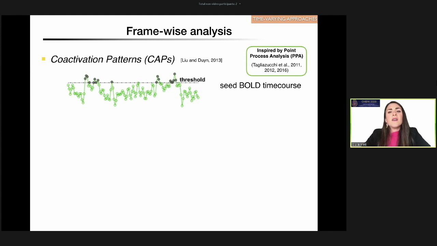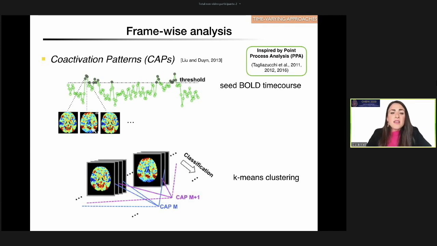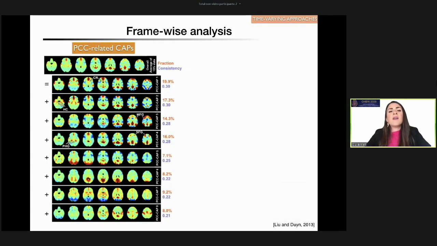In CAPs, the technique that is used in order to select the important frames is based on a thresholding of a seed BOLD time course, meaning that we have to choose a region in the brain as a seed, a region of interest, and then we want to select only frames that appear when this region is active. And these selected frames then enter a step of k-means clustering, and the result of this k-means clustering, so the resulting centroids, are what we would call co-activation patterns, the CAPs.